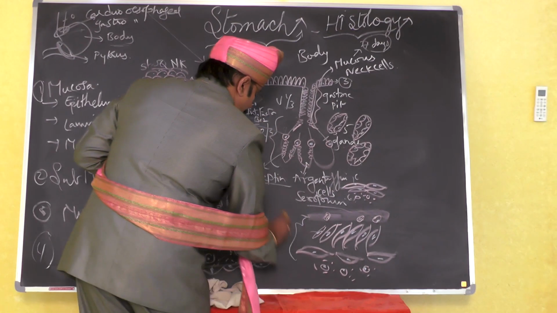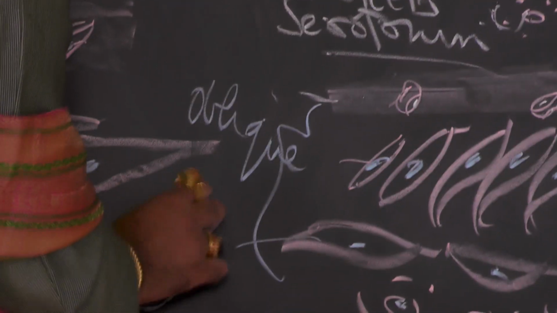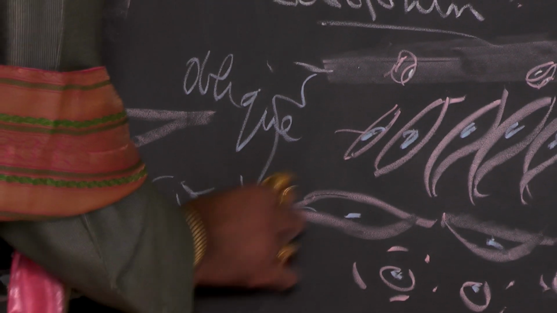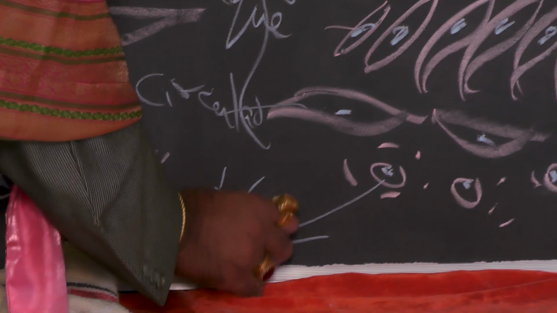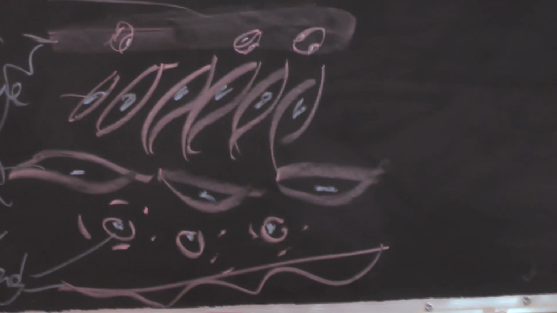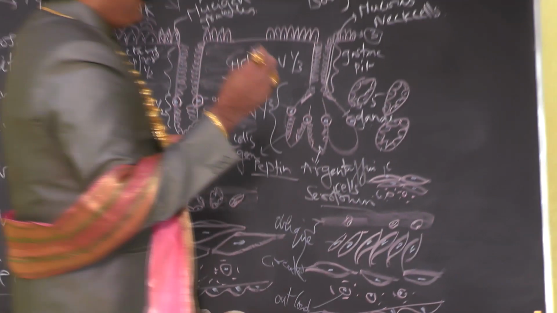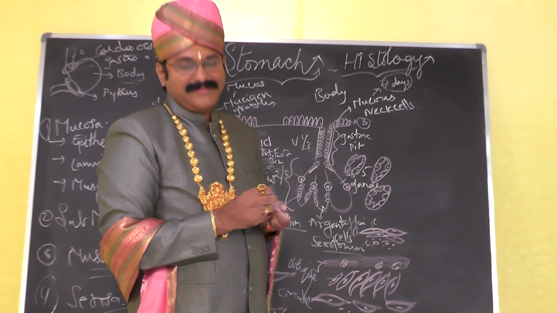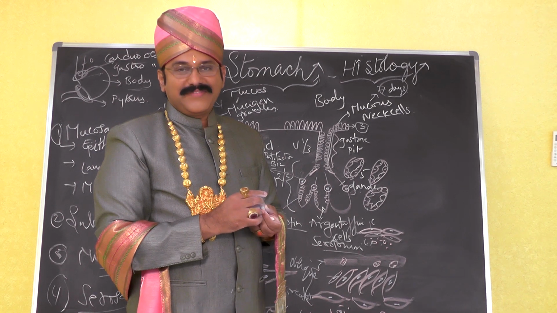So the innermost is the oblique muscle layer. Then you have got the circular muscle layer in the middle, and this is the outer longitudinal muscle layer. And that is all followed by the serosa, which is the outermost layer lined by squamous cells. Are you able to follow? Good. Now after this, we will go with the pylorus of the stomach.